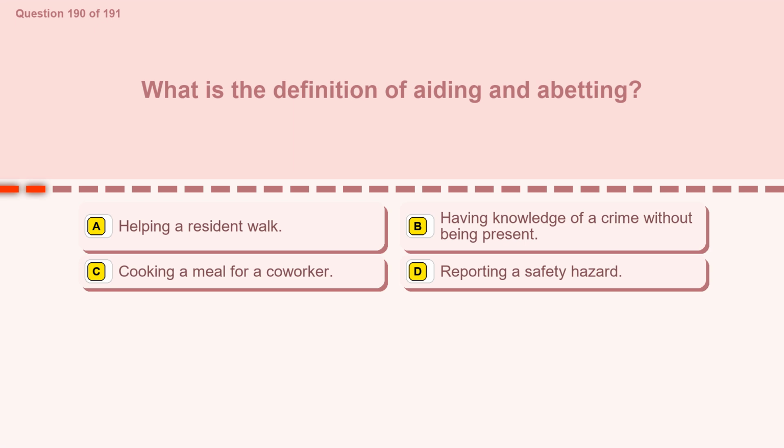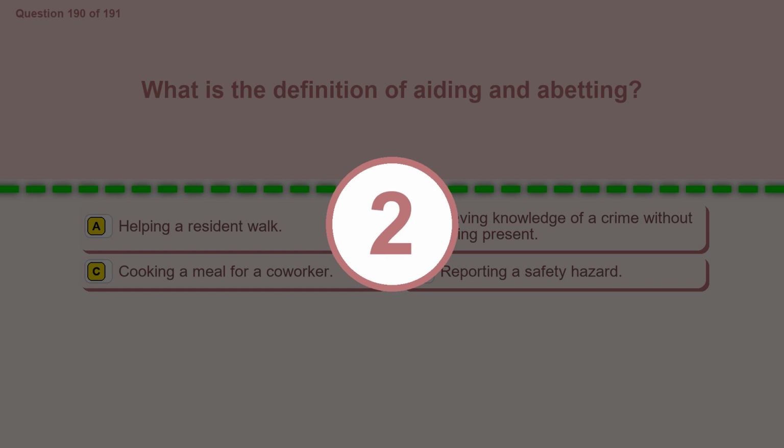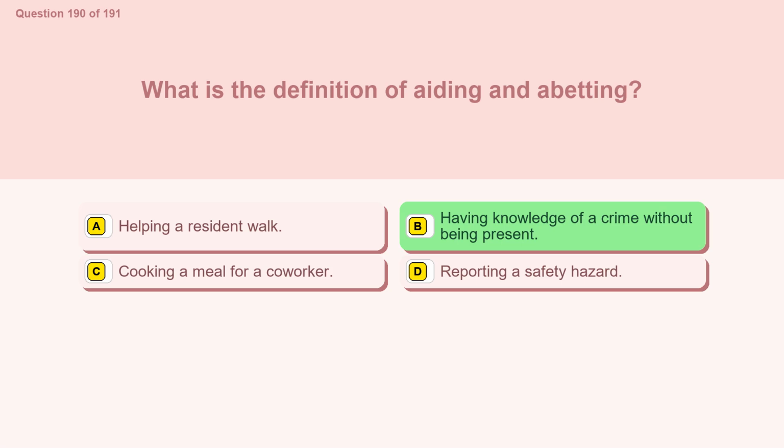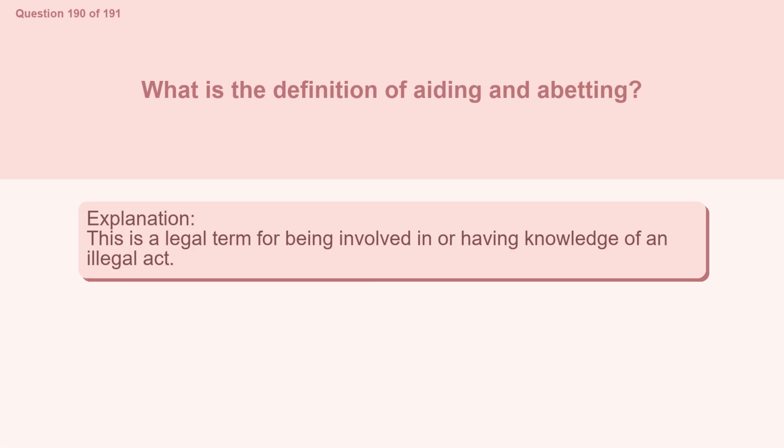Question 190. What is the definition of aiding and abetting? Option A, helping a resident walk. Option B, having knowledge of a crime without being present. Option C, cooking a meal for a coworker. Option D, reporting a safety hazard. The correct answer is option B, having knowledge of a crime without being present. This is a legal term for being involved in or having knowledge of an illegal act.